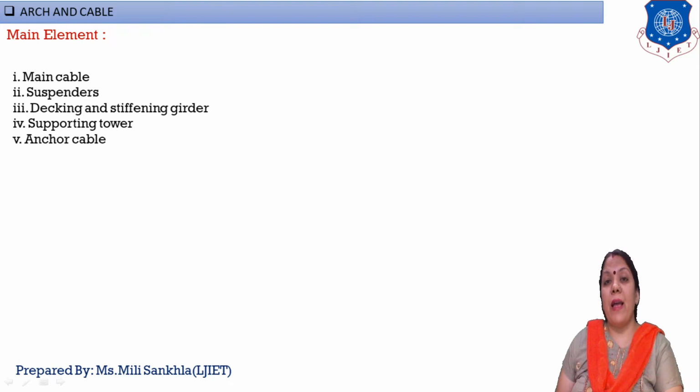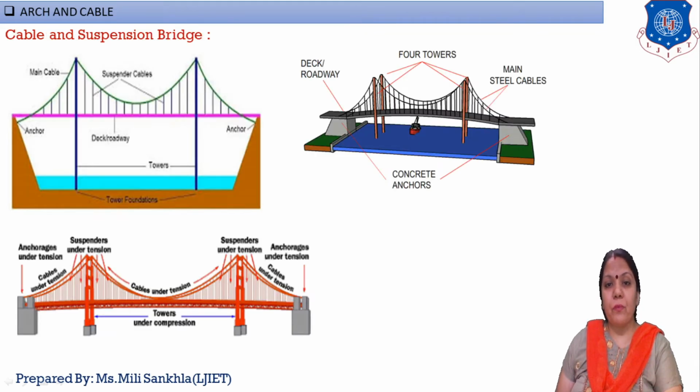The first main element of this suspension bridge is the main cable. Second are the suspenders. This main cable is also known as the suspension cable in some reference books. Third is the decking or stiffeners. Then the supporting tower, constructed just beyond the cable. It is a huge concrete mass. Then the anchor cable.